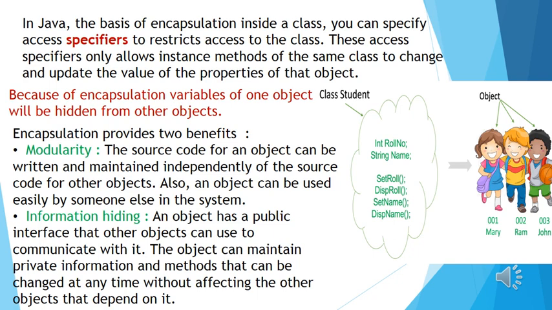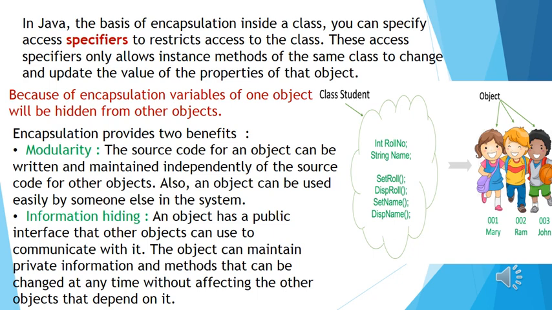Encapsulation provides two benefits: modularity and information hiding. By using modularity, we can write different tasks in small sets of code or segments. These are known as modules. These modules can communicate with each other to perform the whole job.